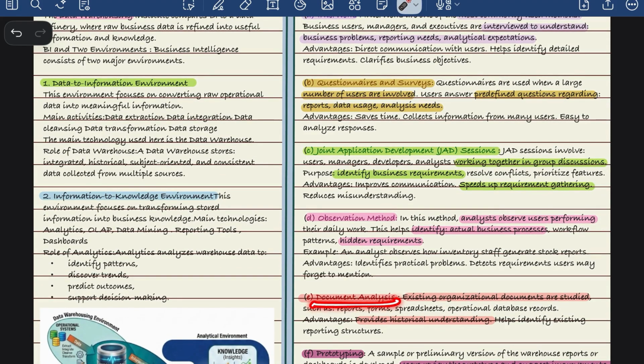Then we have the document analysis. Here we are studying the existing organizational documents. Sometimes it is very important to understand the historical patterns which already existed and have been resolved, right? So sometimes we are able to understand and collect the data from the historical existing understandings.